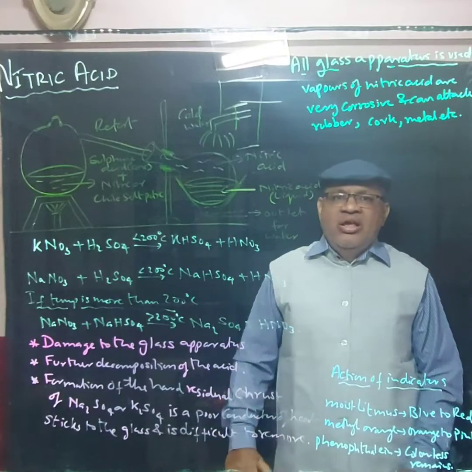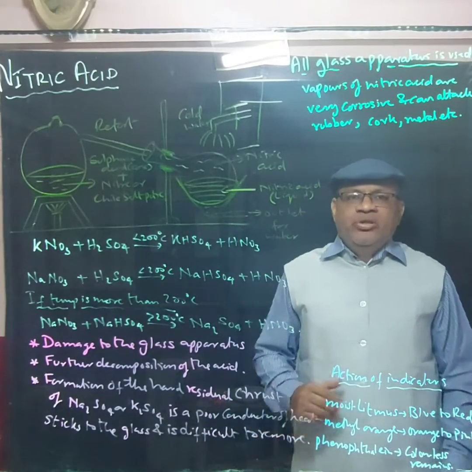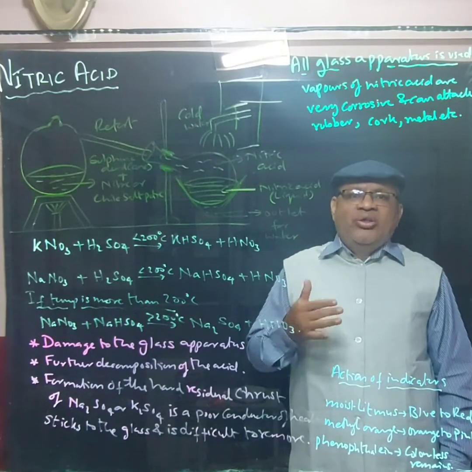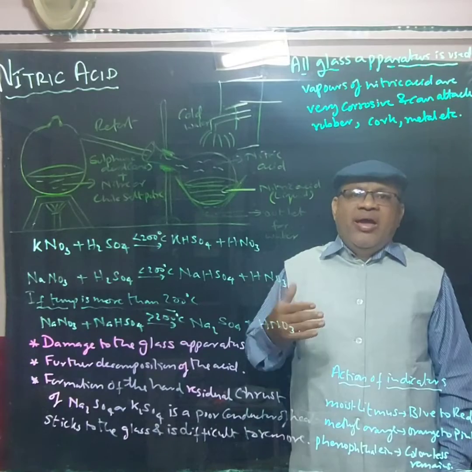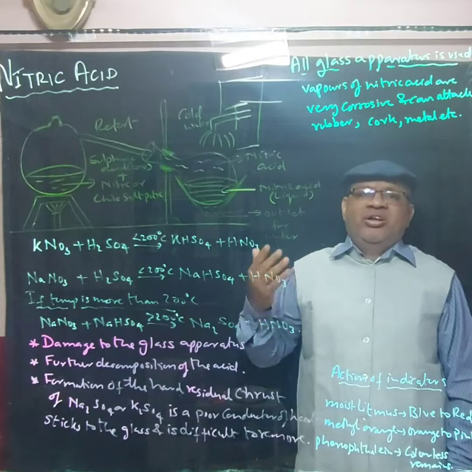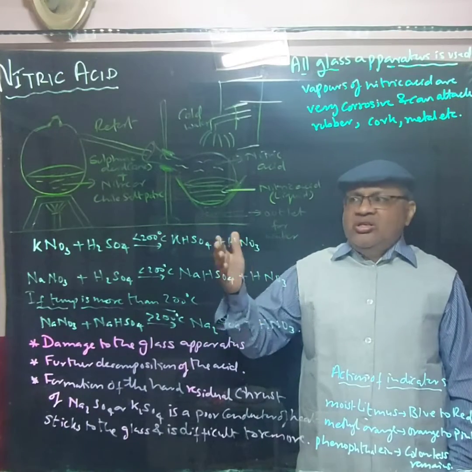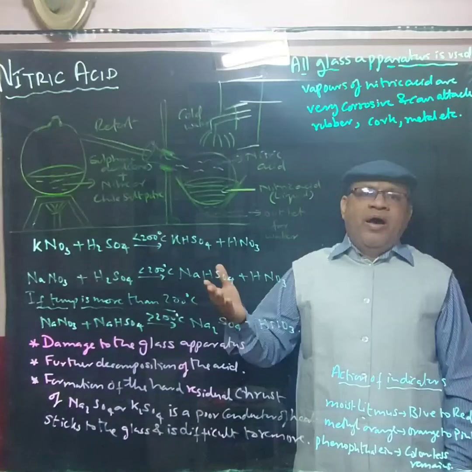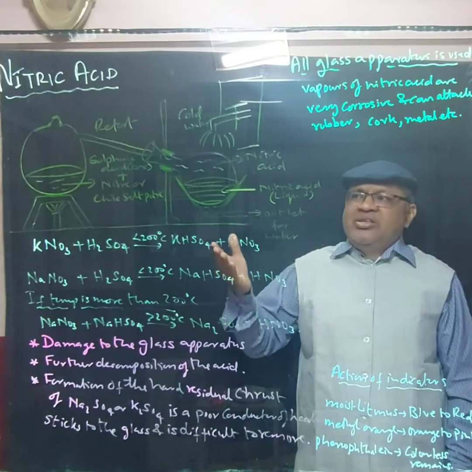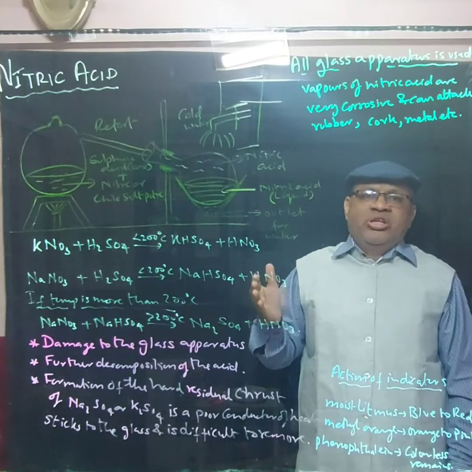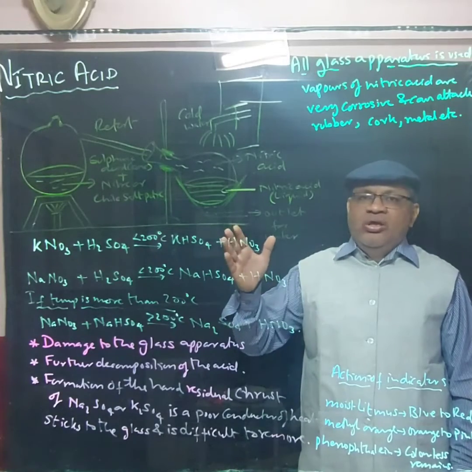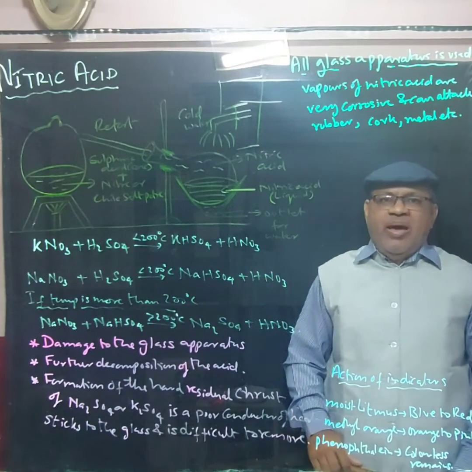Now how do you identify nitric acid? This nitric acid can be identified when you heat it along with copper at a high temperature. Then we get reddish brown fumes. So how do you identify nitric acid? By heating it along with copper. Now this nitric acid can also be passed through freshly prepared ferrous sulfate solution. When you pass it through ferrous sulfate solution, the solution turns brown in color. That also shows that it is nitric acid. That's the lab identification.